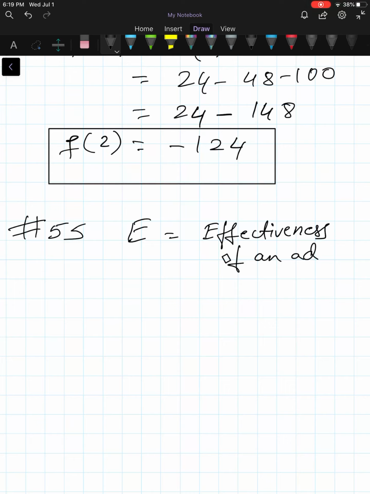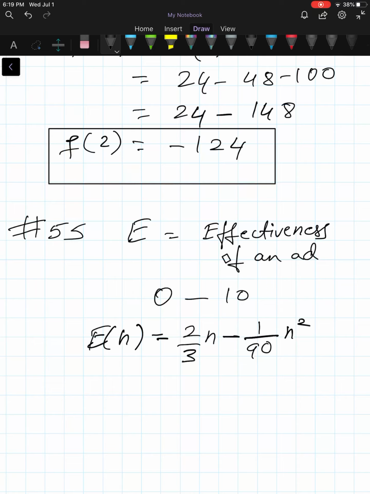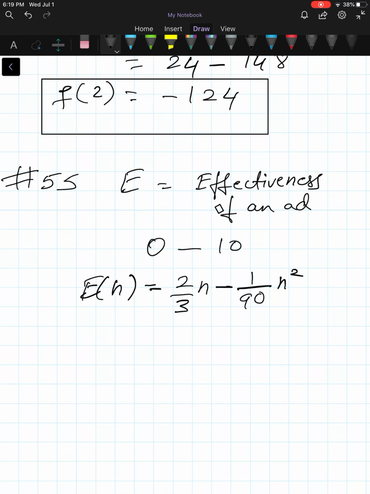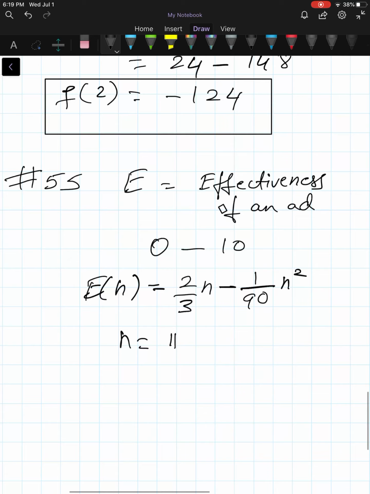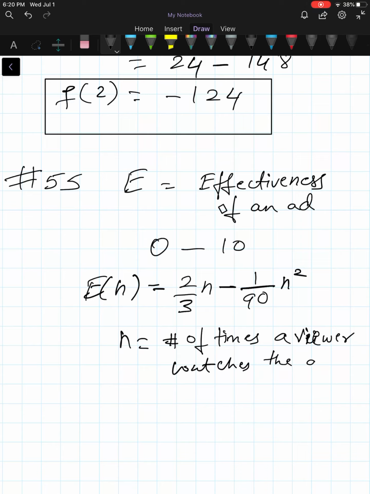After some experiments, an advertising agency found that if the effectiveness E is measured on a scale of 0 to 10, then it can be represented as a function like E of n is equal to 2 over 3 times n minus 1 over 90 n square, where n is the number of times a viewer watches the ad.